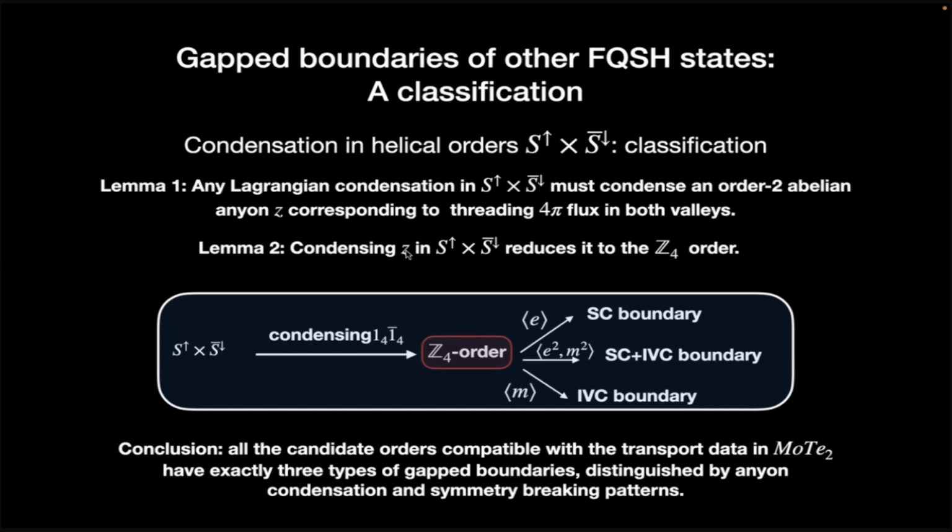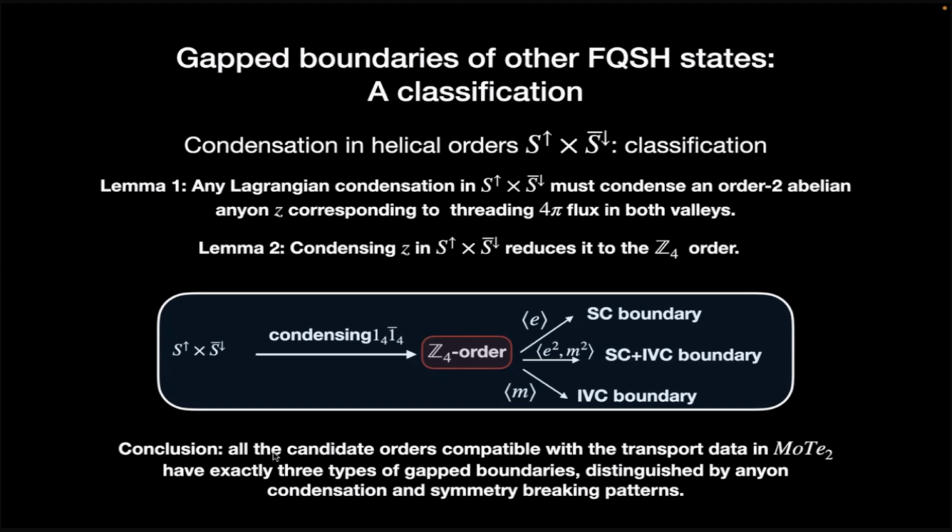And if we condense this anion Z, it will reduce the helical order to the Z4 order. So we have the following diagram. This gives us the conclusion that all the candidate orders compatible with the transport data have exactly 3 types of gap boundaries, distinguished by their anion condensation and symmetry breaking patterns.